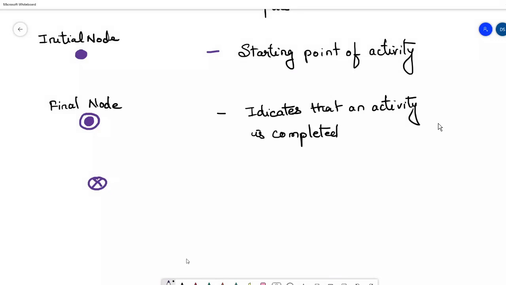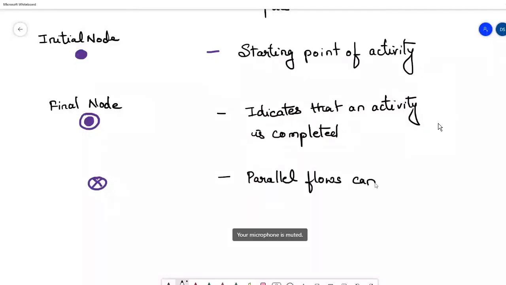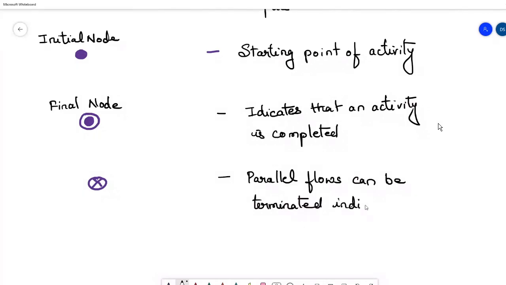When an activity is selected and it has been terminated, so that is, parallel flows can be terminated individually or they can be selected, okay, individually and selectively.